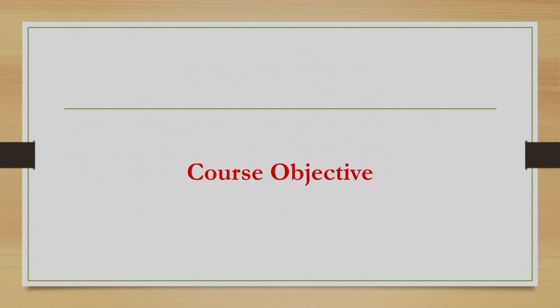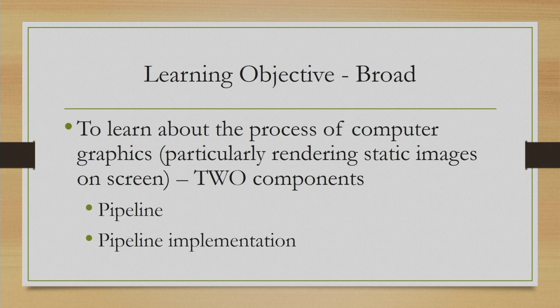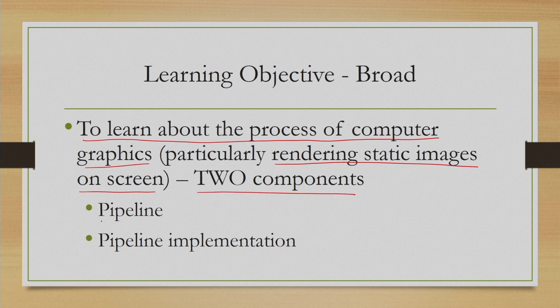So, we started with some objectives. What are the objectives? Our broad objective was to learn about the process of computer graphics. In particular, rendering of static images on a screen. Now, it has broadly two components. One is the idea of the pipeline and the other one is the implementation of the pipeline.